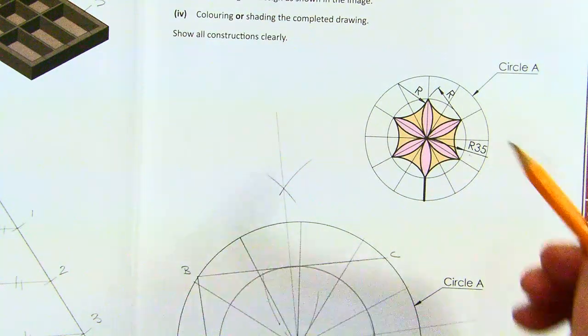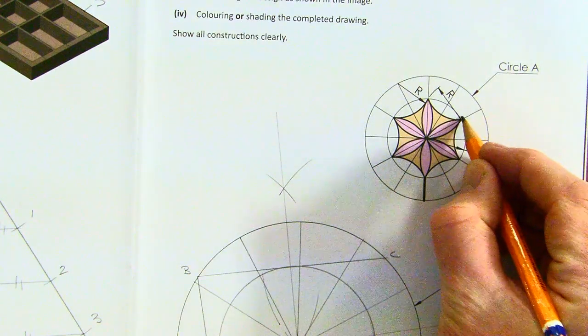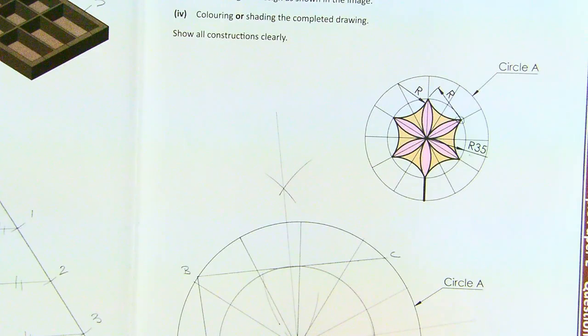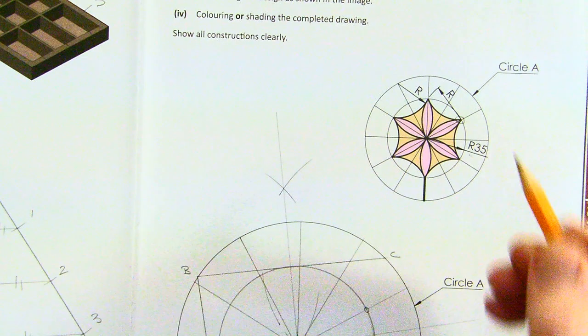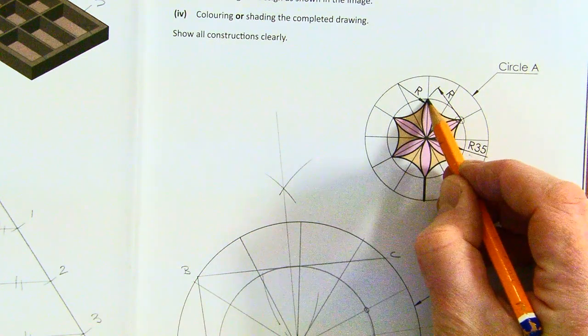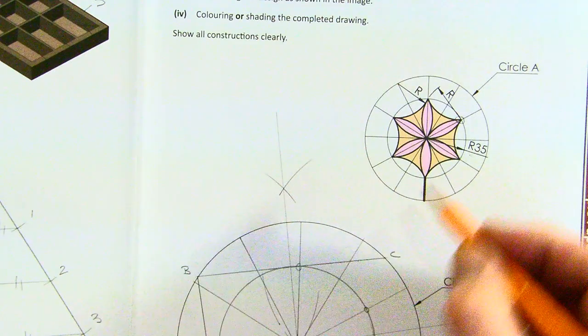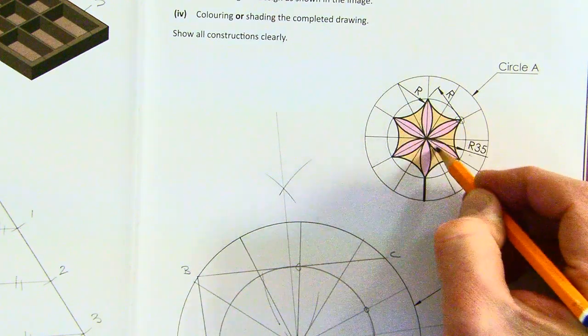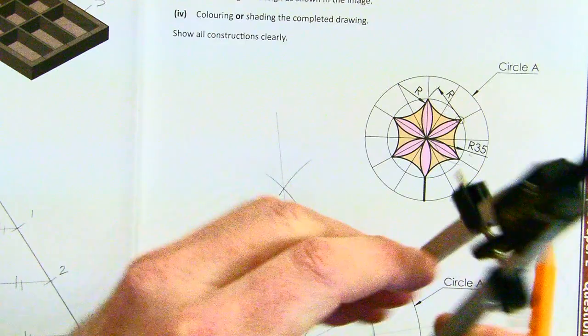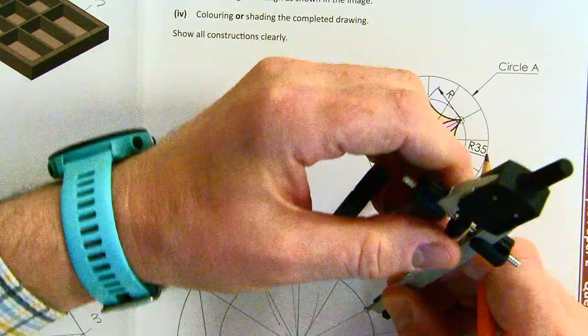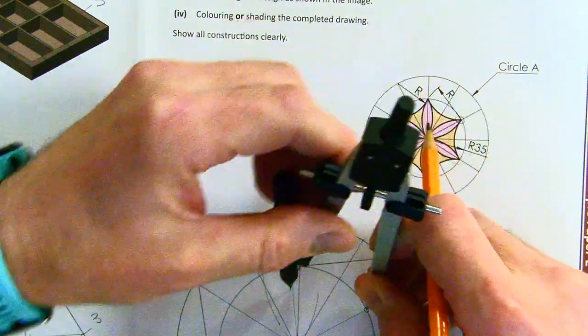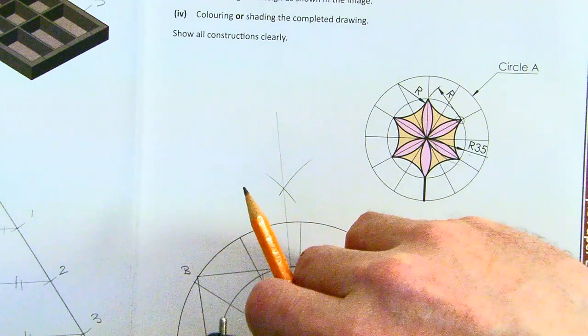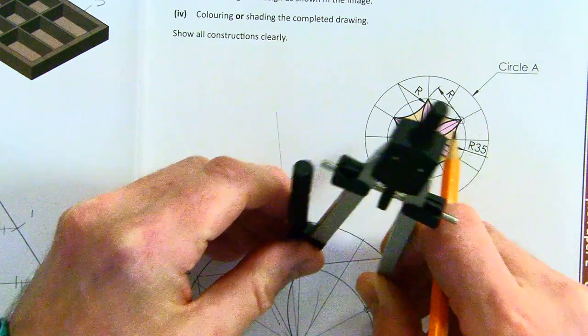Now, we can see here, if we take this point here, if we measure to this point here and we draw that arc around, that's going to give us this arc. So put the metal part here, measure out to here, and we're going to draw that around like that. We draw this in nice and heavy.